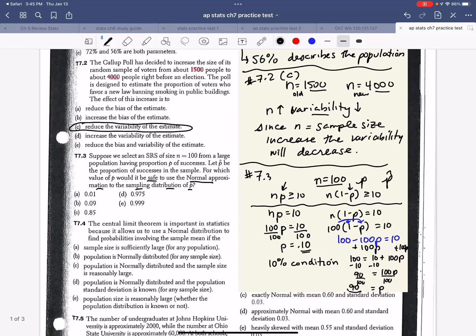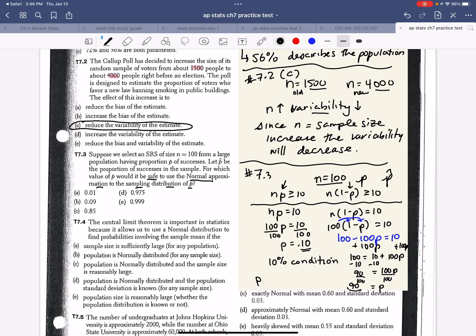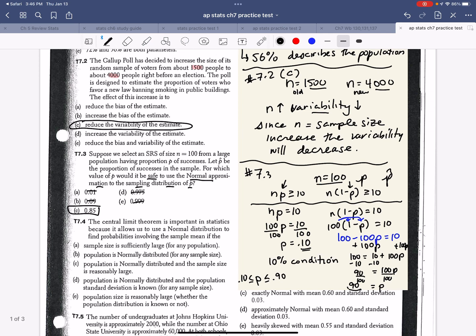So they ask which of these P's would meet normalness. So I need P to be any number between 10% and 90%, right? To make sure that my 10% condition is met. So when I look at my choices, nope, nope, nope, nope, this is the only sample that fits. Got me? So my answer is 0.85 would meet my 10% condition.